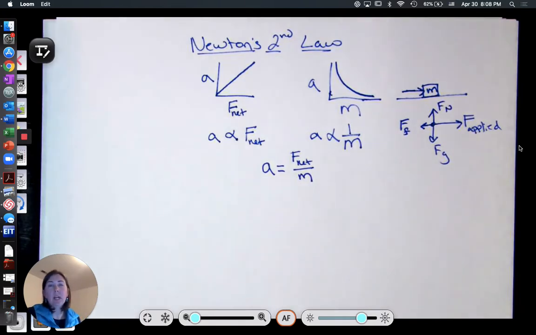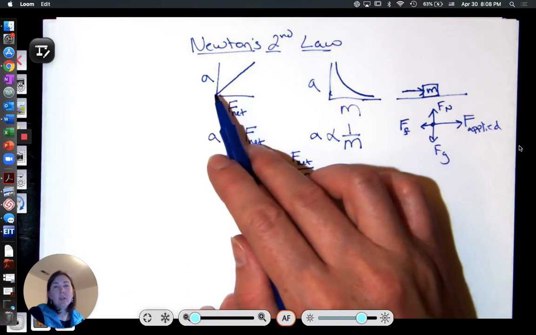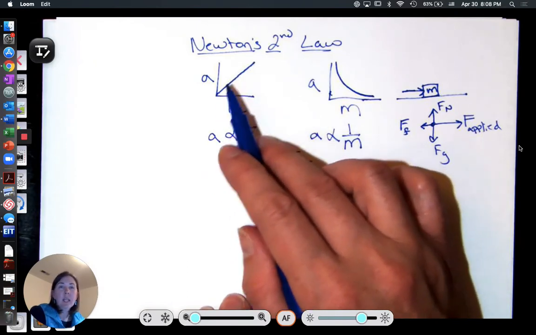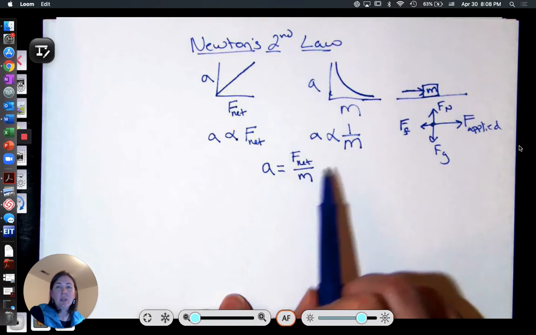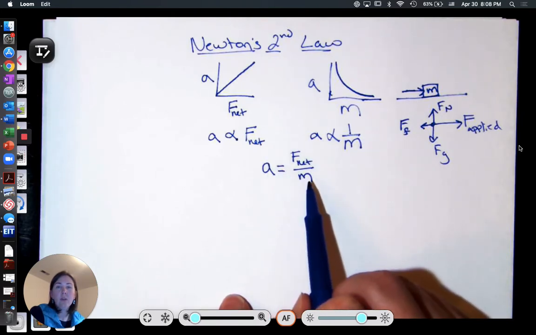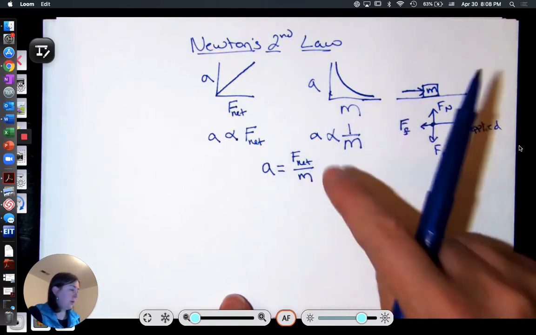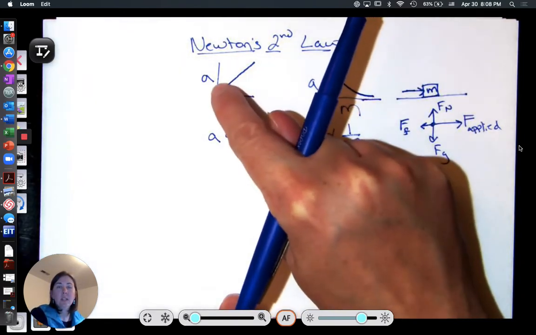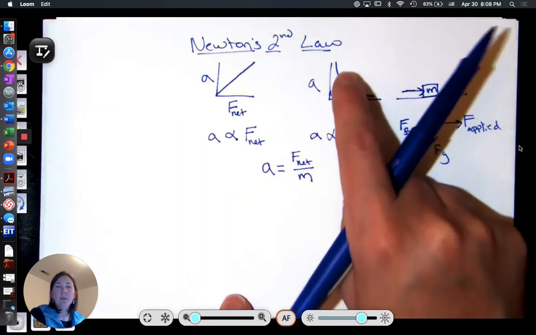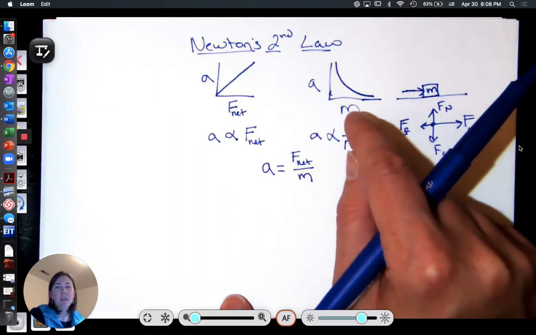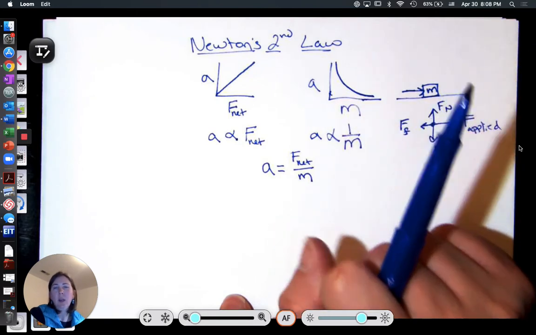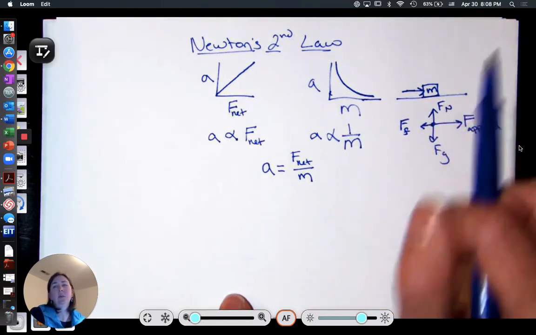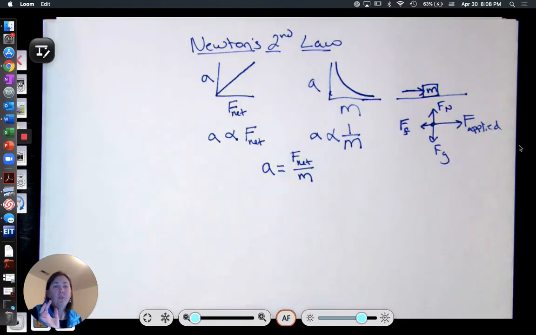Now, if we were in class, I would have had you do this real lab, and you could have found out from the slope of this line that the slope is actually 1 over the mass, right? Because if you have acceleration versus force, 1 over the mass should be the slope of this line. And if you were to linearize this, then the slope of that would be the net force. That's sort of a tricky thing to do. Anyways, that is Newton's second law in a nutshell.